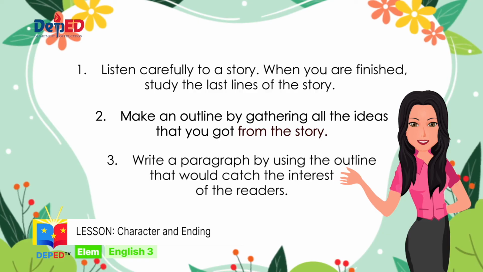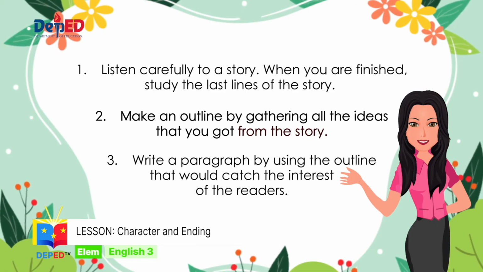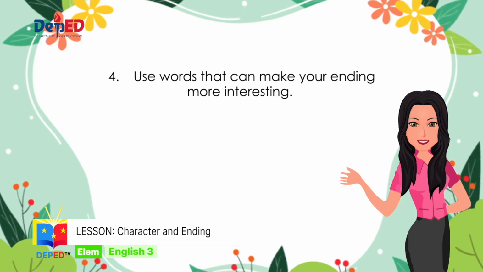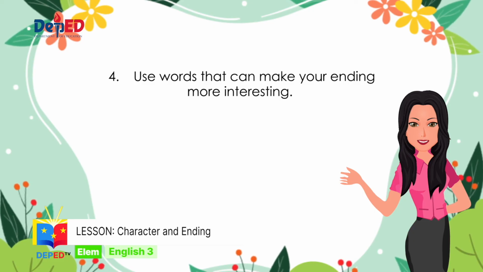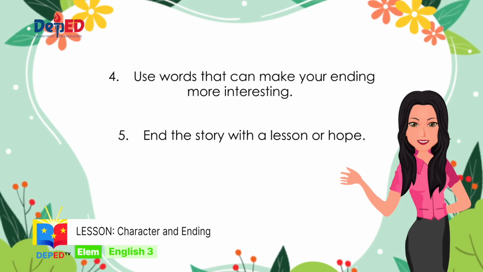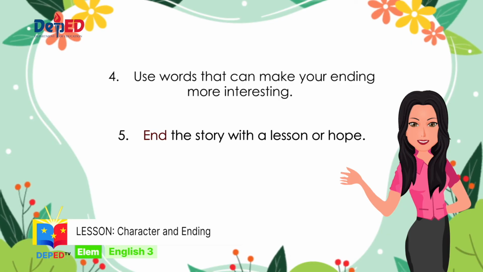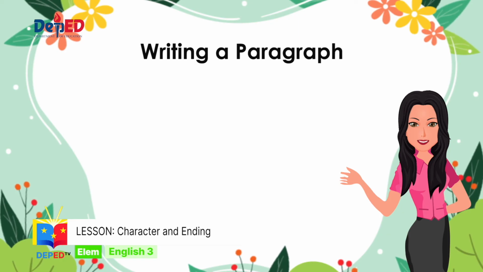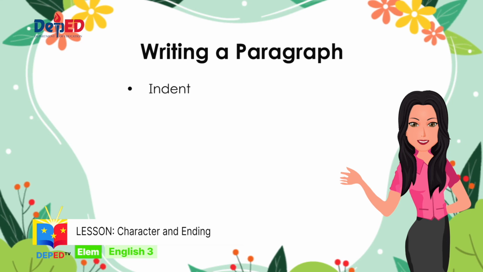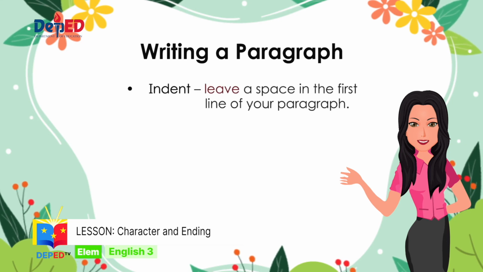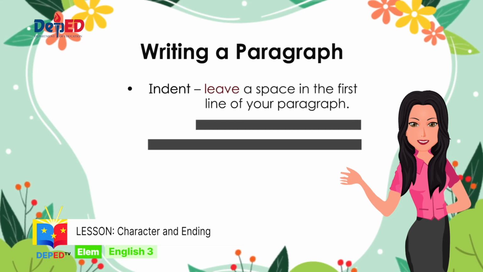Number 3, write a paragraph by using the outline that would catch the interest of the readers. Number 4, use words that can make your ending more interesting. And number 5, end the story with a lesson or hope. In writing a paragraph, it is also important to take note of the following. Indent. Leave a space at the first line of your paragraph.